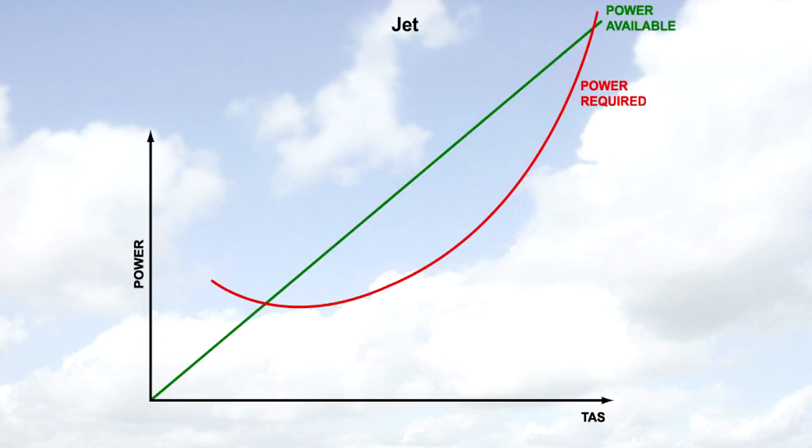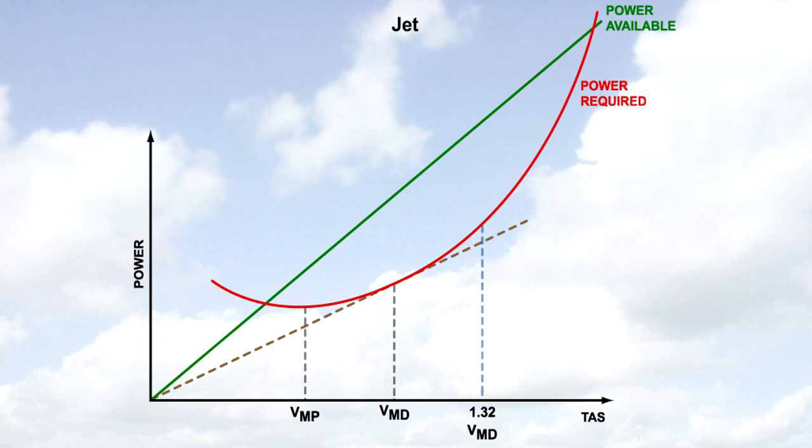Shown here is a graph of power available and power required for a typical jet aeroplane. In order to provide a benchmark for the next part of the lesson, it's necessary to locate the three reference speeds we mentioned earlier in the lesson. The speed found at the bottom of the power required curve, shown here, is called the velocity for minimum power, or VMP. There was another speed, slightly faster than VMP, called VMD. This speed is the velocity for minimum drag, and it's found at the tangent to the power required curve. Lastly, the highest of the performance reference speeds is 1.32 VMD, which is located at a point beyond VMD.